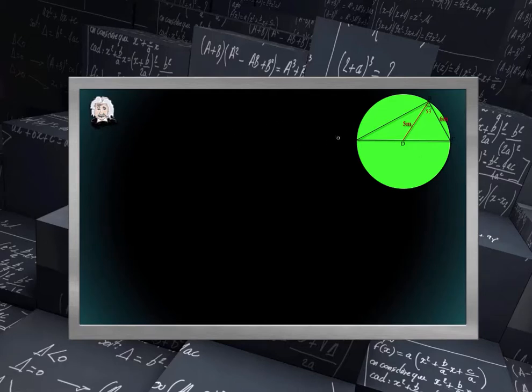Essentially, what the question asks is, if I have triangle A, B, C, all along the circumference of the circle with center point D, what is the area of A, B, C? Well, again, going back to fundamentals of triangles, what do we know?